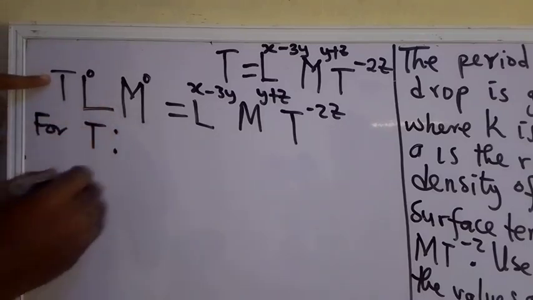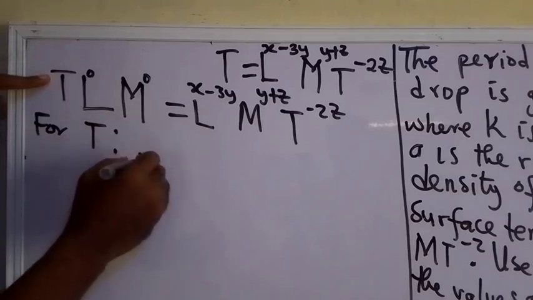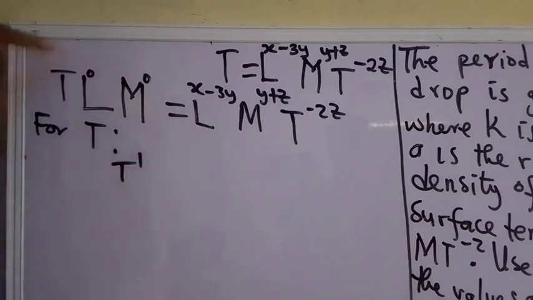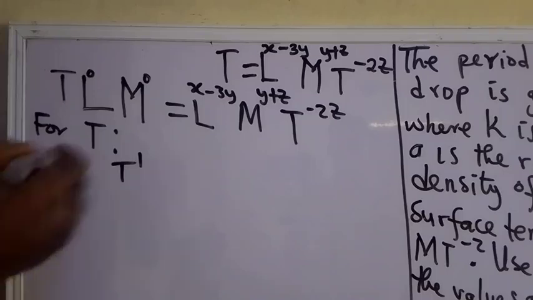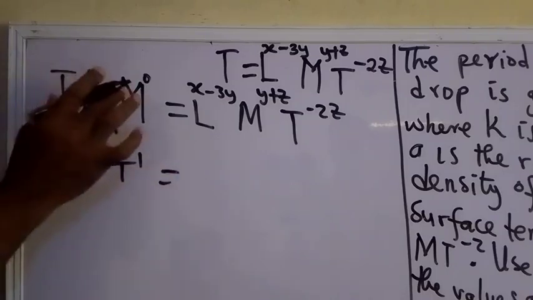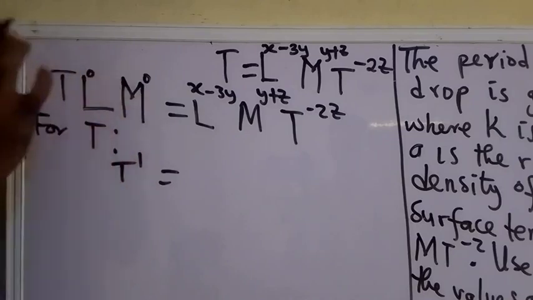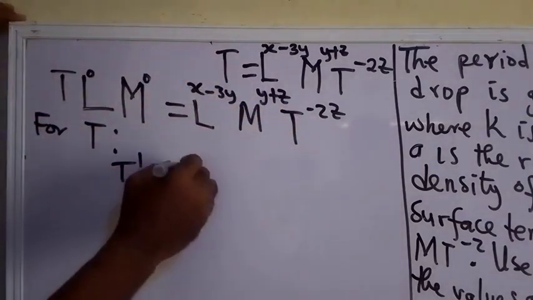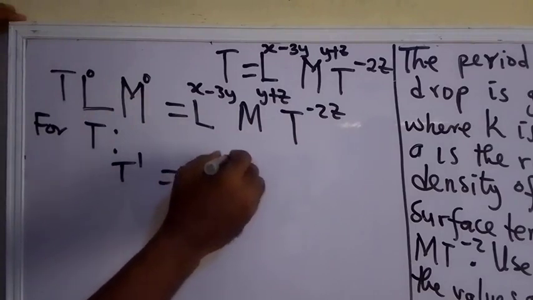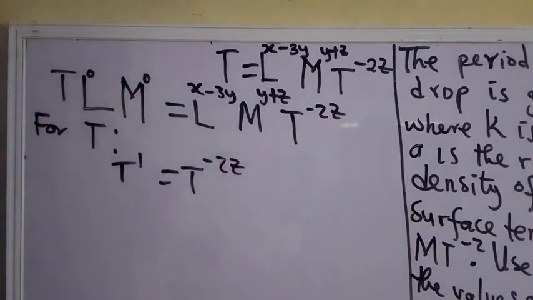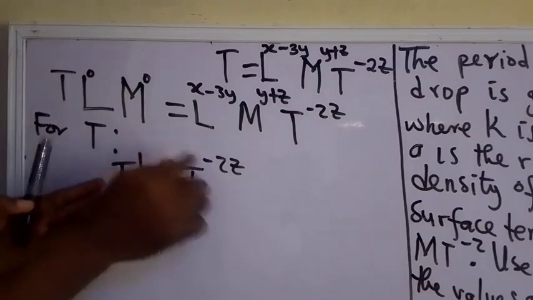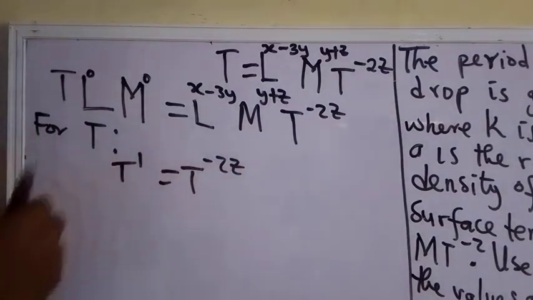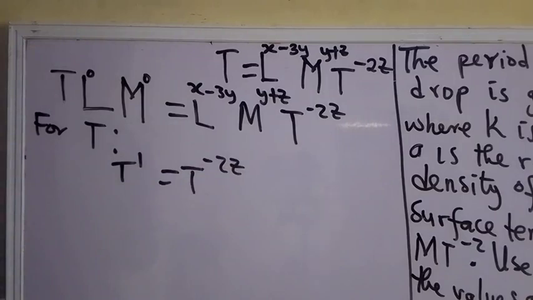On the left, I have t raised to power 1, because you know any number raised to power 1 is that number. Okay, I will neglect everything about L and M and concentrate only on t. Now let's go to the right. What do we have for t? T is t raised to power minus 2z. It means t raised to power 1 must be equal to t raised to power minus 2z. For that to be true, their powers must be equal.